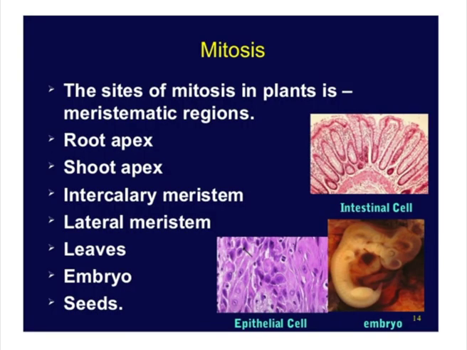In mitosis, the site of mitosis in plants is the meristematic region, where you can observe the meristematic divisions. For the plant to grow through division, the meristematic tissue is the most important tissue.